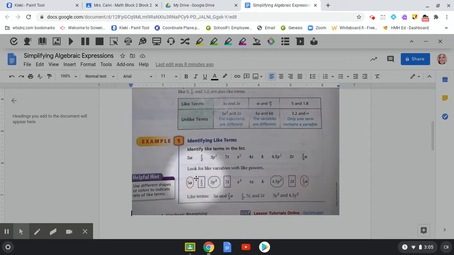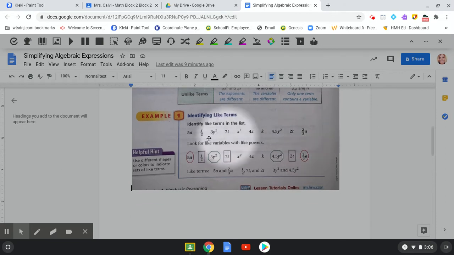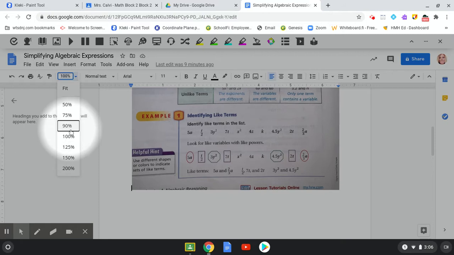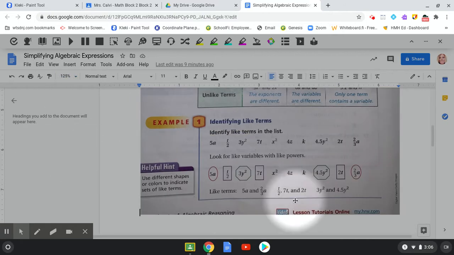All right, so we have 5a, t divided by 2, 3y squared, t squared, x squared, 4z, k, 4.5y squared, 2z, and 2/3 a. So if you notice what they did here, let me see if I can make it a little bit larger. Okay. So you see that they kind of color-coded and used shapes. So the red oval, those are like terms. So 5a and 2/3 a, those are like terms.